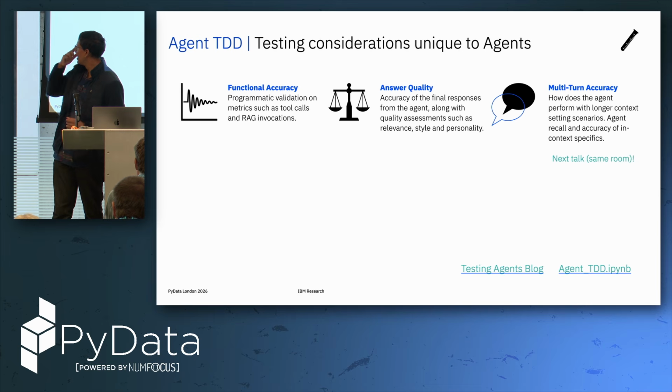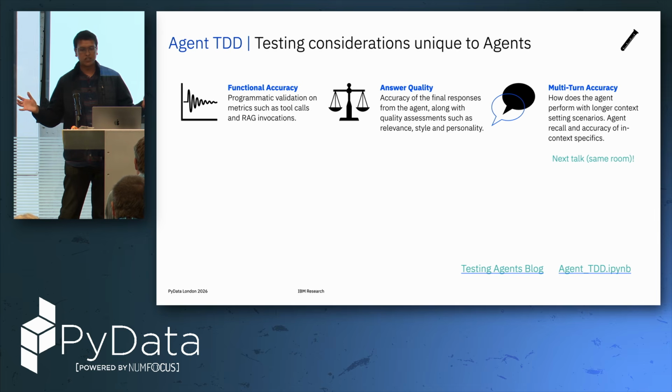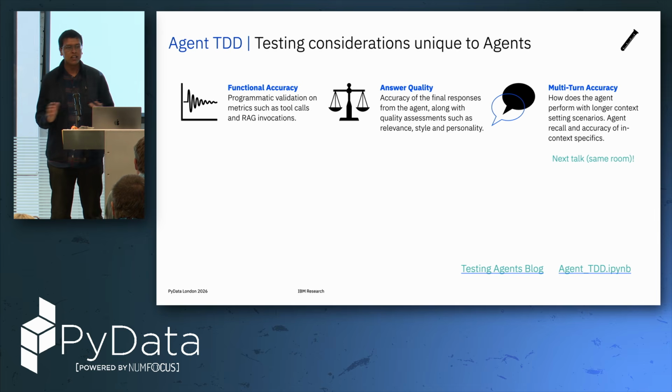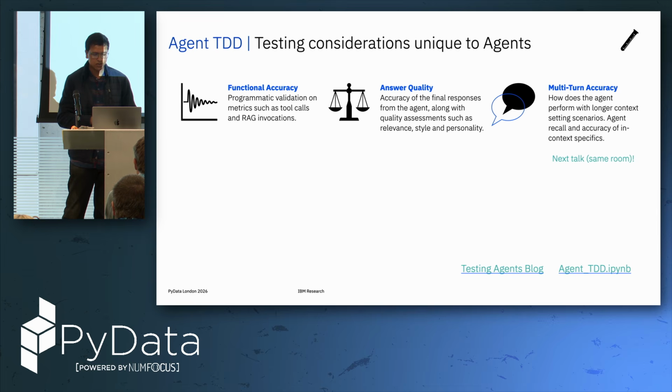So I'm pretty excited for the next talk in the same room about how you implement that. So this is really about, how does your agent degrade over time as context increases? How do tool calling capabilities maybe decrease as your context increases, that sort of thing.